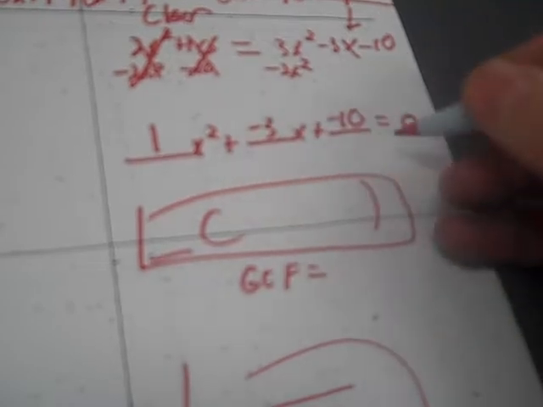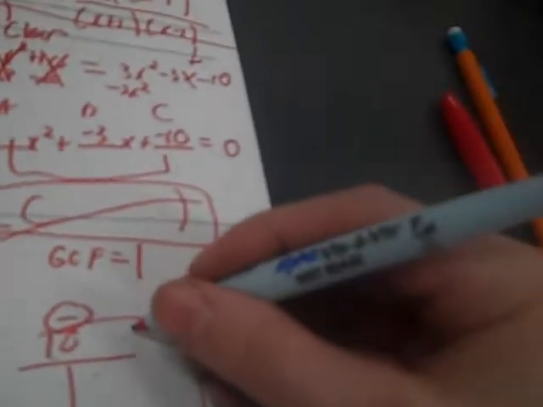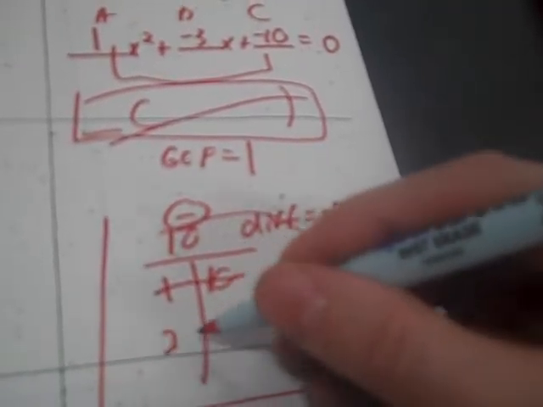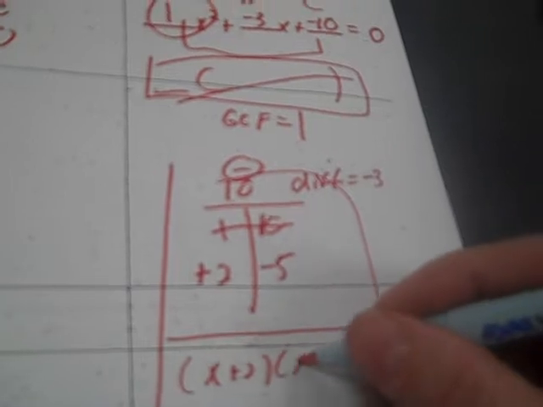GCF, negative in front, x, 1, no. Okay, 1 times negative 10 is negative 10. So it's a difference of 3. Remember that 3 is negative. 2 and 5. Okay, 5 negative and 2 positive, because negative difference. A is just a 1, so I can write it as x plus 2 times x minus 5. Okay, and then set each factor equal to 0, and I can find my solutions. So I minus 2, I get negative 2. I add 5, I get positive 5.